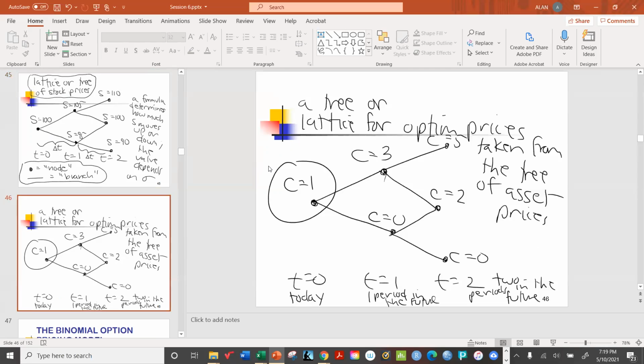Same thing here. You could think of this as delta t and delta t.